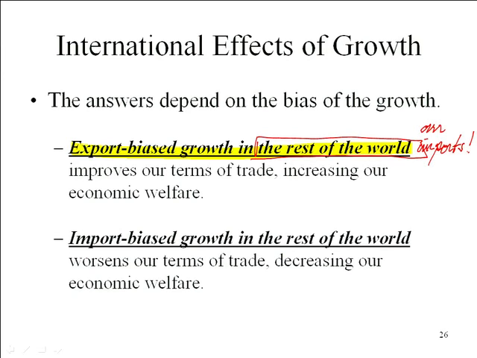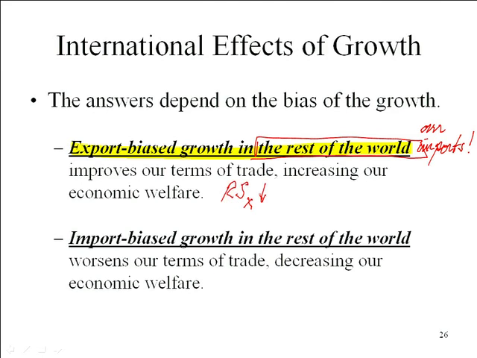So in this case, what's happening? We want to think about this in terms of our exports, right? Because we want to think about it in terms of trade, which are always the price of our exports versus the price of our imports. So in this case, when the rest of the world has export bias growth, we could think about that as import bias growth, or additional supply of our imports. So that means then that the relative supply of our exports has gone down, right?